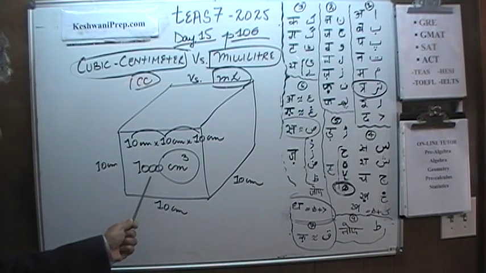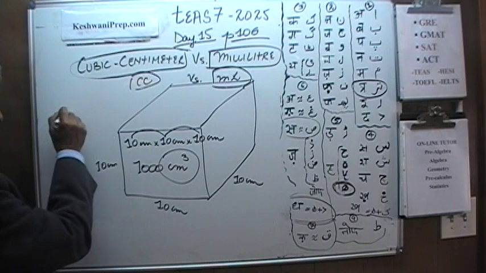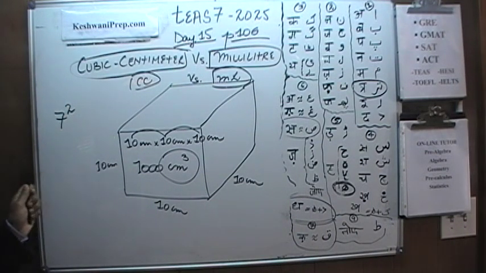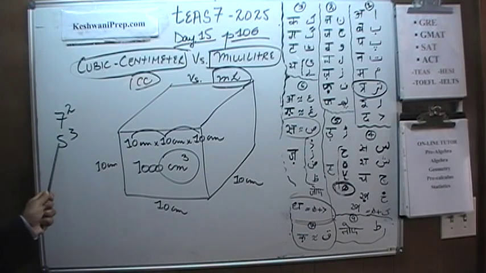Okay, pay attention. 1000 centimeter cube. That's how we read numbers. For example, if we have 7 squared, we read this as 7 squared. It is not read as squared 7. Similarly, if you have 5 cubed, we say 5 cubed. We do not say cubic 5.